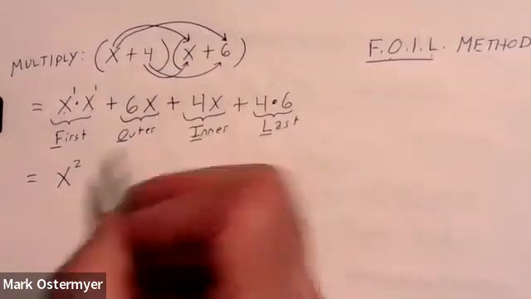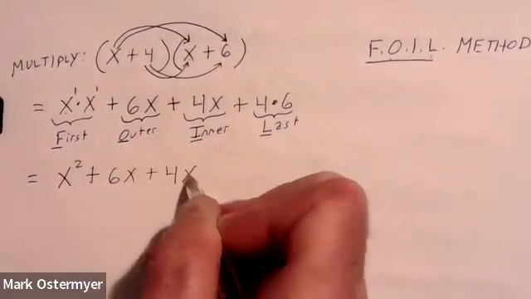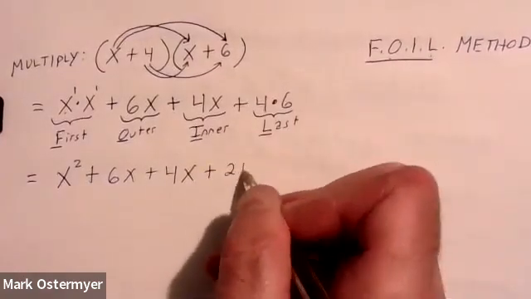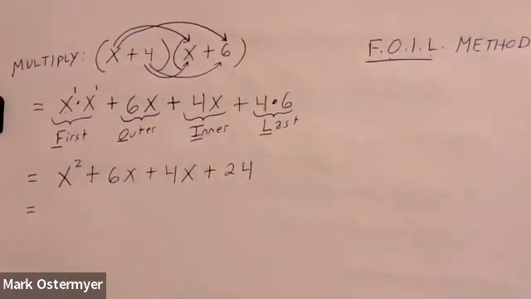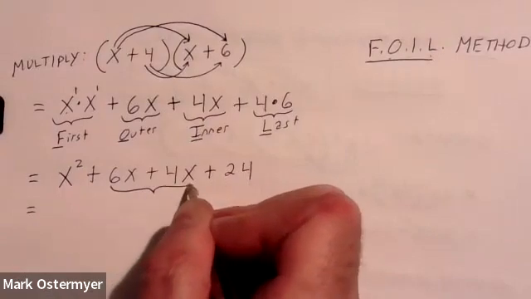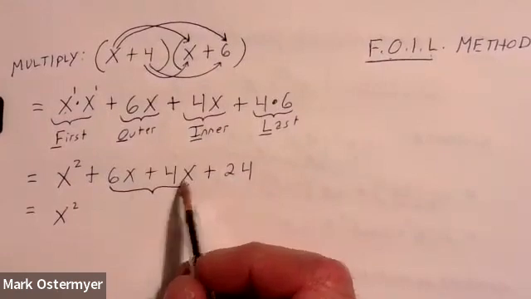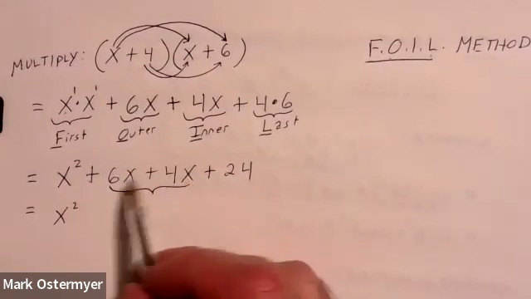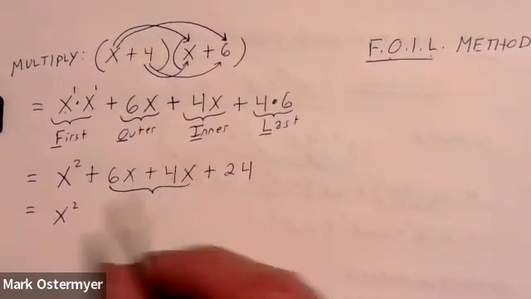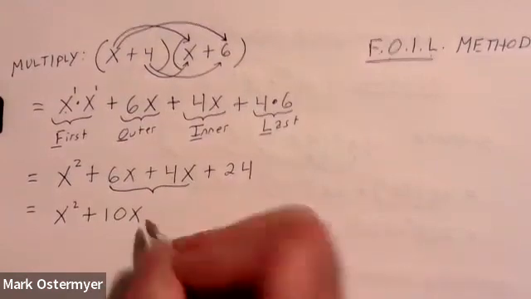Now, here we have plus 6x plus 4x. And at the end, our product is going to be 4 times 6, which gives us 24, plus 24. Notice these two middle terms are like terms or similar terms. They need to be combined. Two days ago, we saw that in order to add like terms together, we keep the variable part the same and we just add their coefficients. 6x plus 4x is going to be 6 plus 4, or 10 of these x's, plus 10 of these x's.